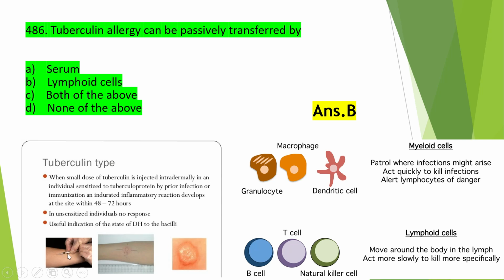So here this is the addition of the tuberculin to our body, and after the reaction, if it is positive then it gives rise to a reaction like this. Okay. And what are lymphoid cells? Lymphoid cells move around the body in the lymph nodes and act more slowly to kill more specifically. So lymphoid cells are T cells, B cells, or natural killer cells.